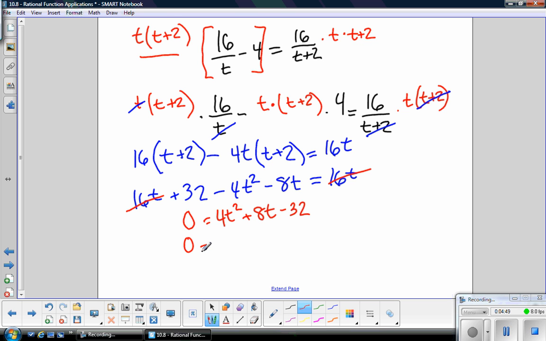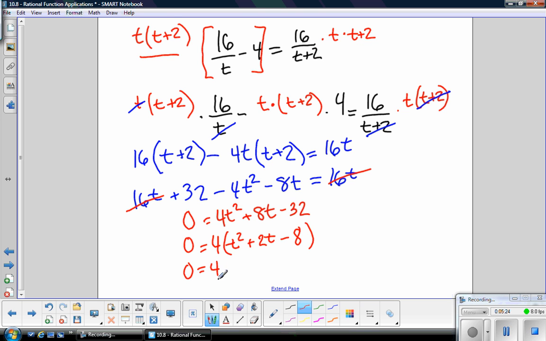I'm going to factor out a 4. Make sure you factor out the 4 correctly, because I was thinking about this and I'm like, oh, that's not going to factor, and it should factor, unless I've made a mistake. So 4 goes into 32 8 times.